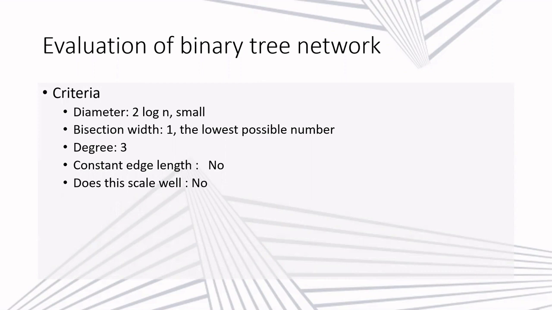Bisection width is 1. In a binary tree architecture, the interior switch nodes have at most 3 edges. So however you scale, the interior nodes will have a maximum of 3 edges. As the tree scales higher, the constant edge length is not guaranteed.